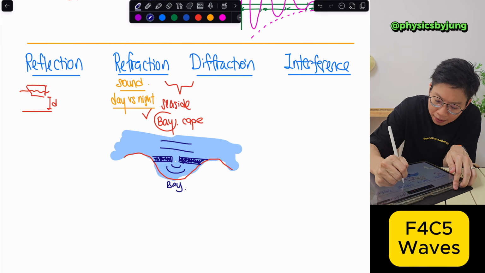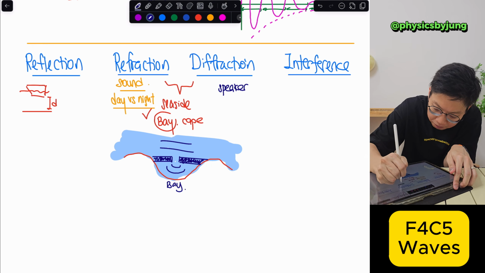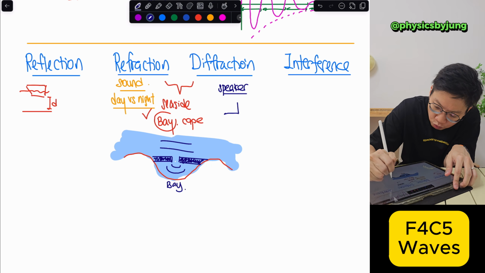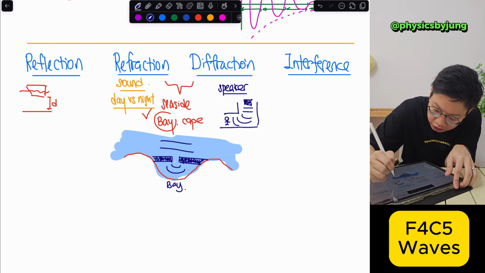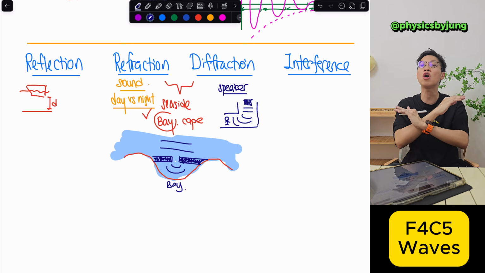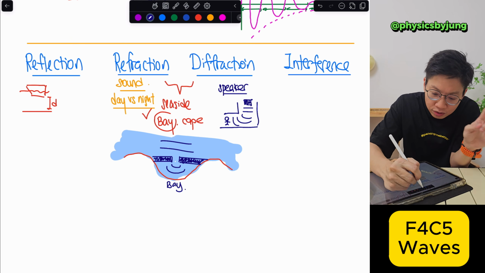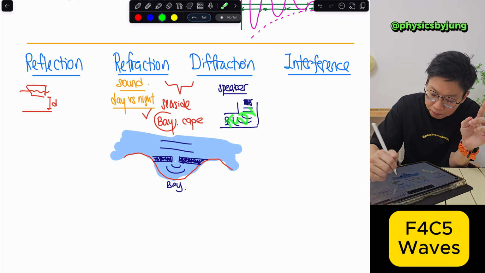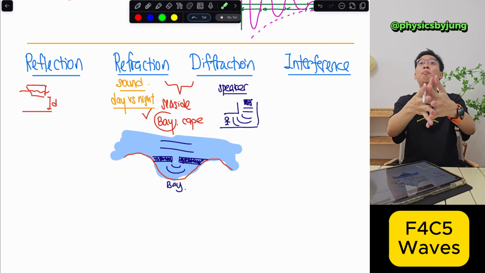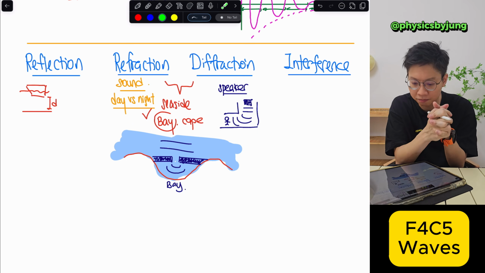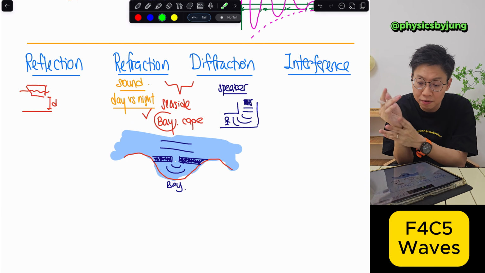Alright, now as for diffraction, okay guys, you will realize that they will always ask you about the speaker concept. For example, why would someone not be able to see the speaker, however the sound can reach the person? So it is not by reflection. It doesn't bounce around to the person. Rather, it spreads out to the person. So there will be a diffraction concept here.